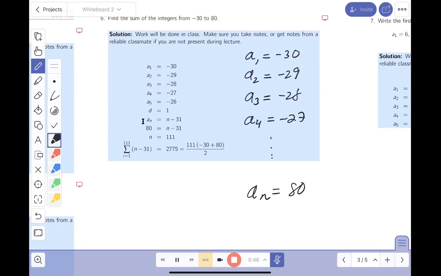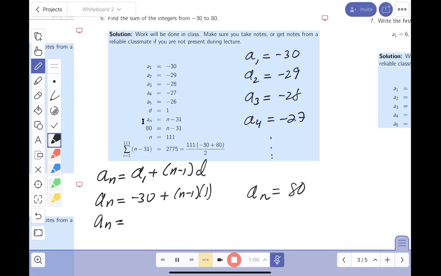So what do I got? I have AN is equal to A1 plus N minus 1 times D. Well, what's A1? It's minus 30, isn't it? Plus N minus 1. And what's D? It's going up by 1. So AN is going to be minus 30 plus N minus 1. So AN is going to be minus 31 plus N, or N minus 31.